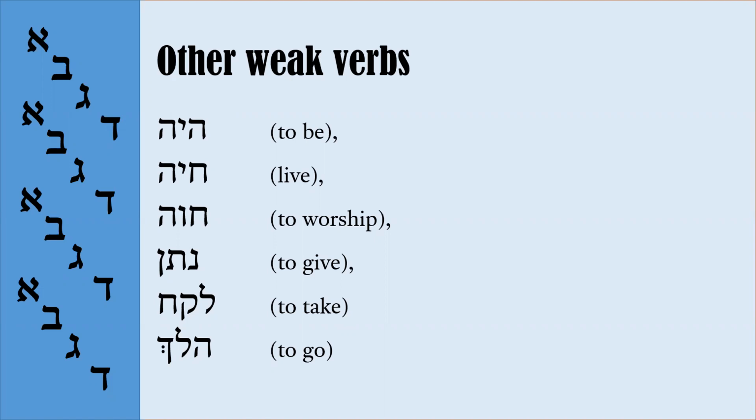Natan, to give. This verb has many deviations from the basic paradigm. That is why it is better just to learn it by itself. And lakach and halach, they behave in some cases as the verbs with the first yud. Also, they do not have first yud, but when they are conjugated, especially in imperfect or yictol, they are exactly as the first yud. And we will speak about those verbs a little bit later.